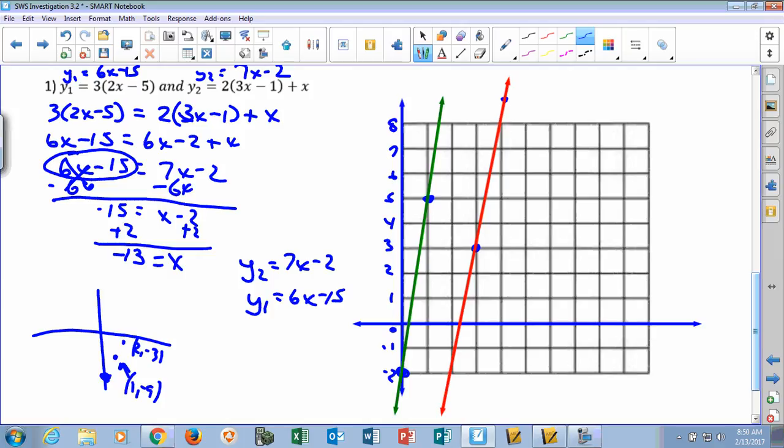Well, again, we set these both equal to each other, right? We got x equals negative 13. So if I plug negative 13 into here and here, we should end up with the same y's.